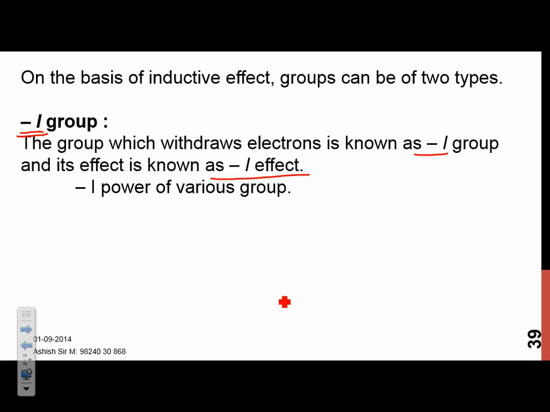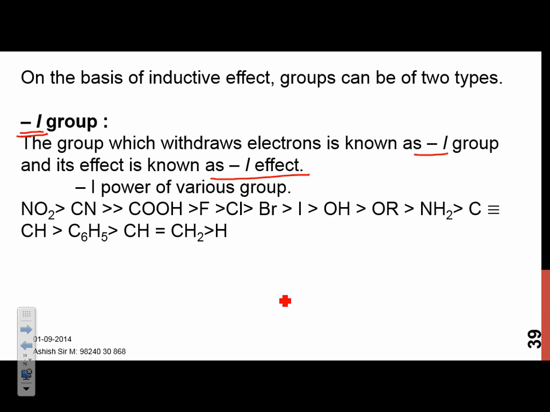Negative power of various groups are as follows. We have different groups, and we have to learn this series. Nitro has the highest electron withdrawing effect. Then second is cyanide, and then we have COH. Obviously, in elements, halogen group has the highest electronegativity. So these three were compounds, but in element, fluorine is the highest electronegative, so it has the highest negative inductive effect. Then chlorine, then bromine, then iodine.